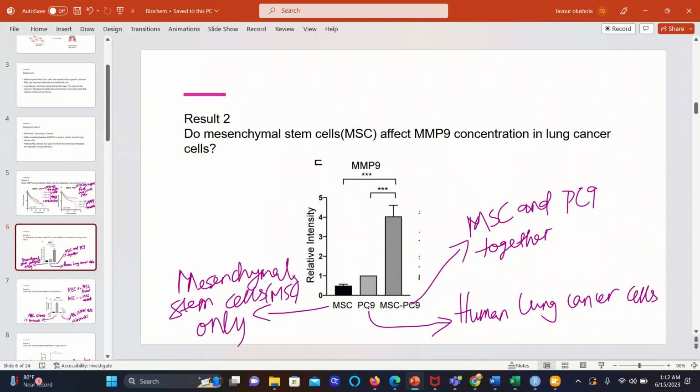The second graph is PC9, which is human lung cancer cells, and we're also looking at the MMP9 concentration in the cells. Then the last bar graph looks at a combination of the two, mesenchymal stem cells with human lung cancer cells, and basically what is the concentration of MMP9 in the cells.